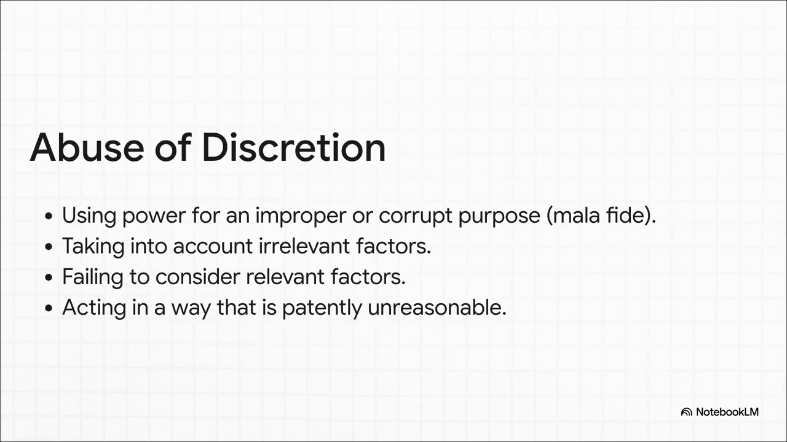Now, that second type of foul play, abuse of discretion, this is when a public body actually has the legal power to do something, but they use it in a way that Parliament or the law just never intended, like using their power for a corrupt reason, or basing a decision on something totally irrelevant, like a personal dislike, or completely ignoring crucial information they were supposed to consider.